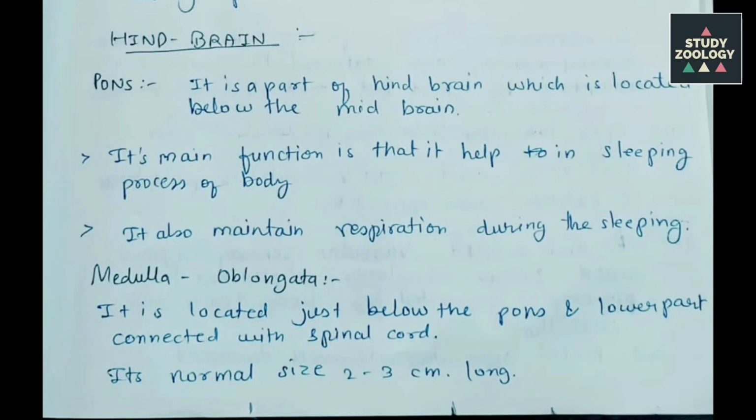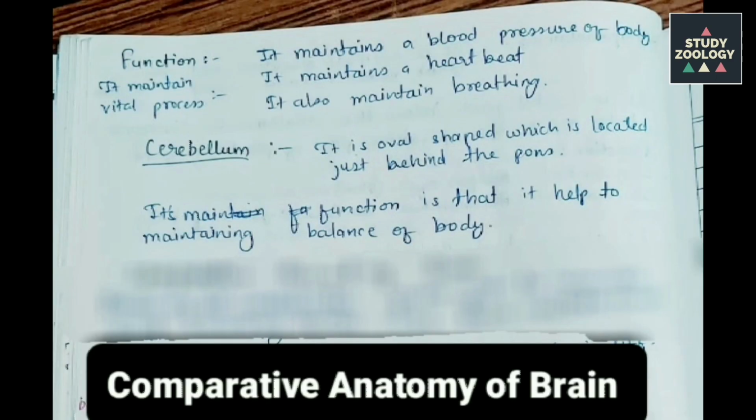Second is medulla oblongata. It is located just below the pons and its lower part is connected with spinal cord. Its normal size is 2 to 3 cm long. Functions of medulla oblongata: it maintains vital processes. It maintains blood pressure of body. It maintains heartbeat and it also maintains breathing. Third is cerebellum. It is oval shaped and located just behind the pons. Its main function is that it helps in maintaining balance of the body.